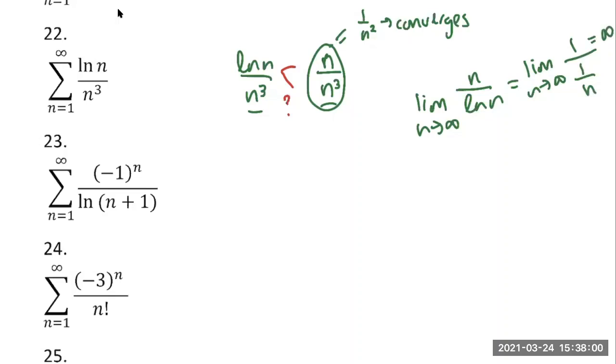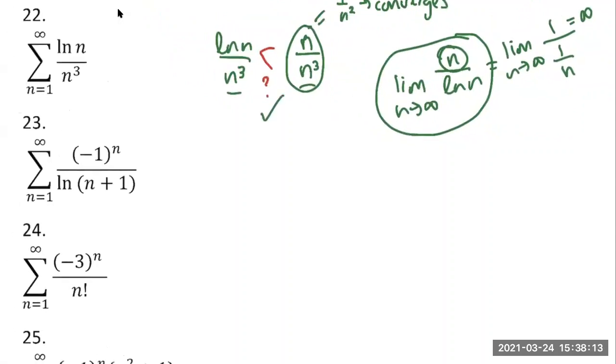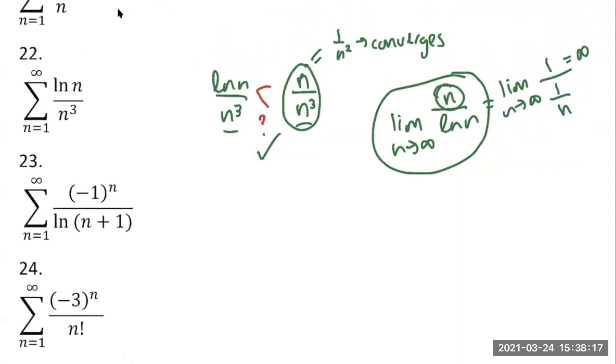What does infinity mean? Infinity means that whatever was on top of your initial limit actually grows faster. So n is bigger than ln of n, and we can go back and establish that this inequality is in fact true. If that's true, and you know 1 over n squared, the top function, is your p-series and converges, then the bottom one must also converge. It's like the roof collapsing on it, and it forces it to converge.